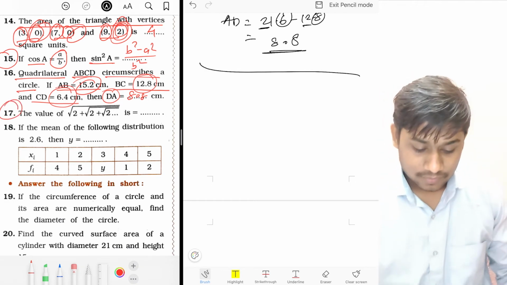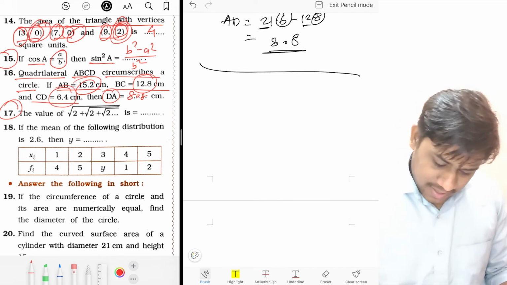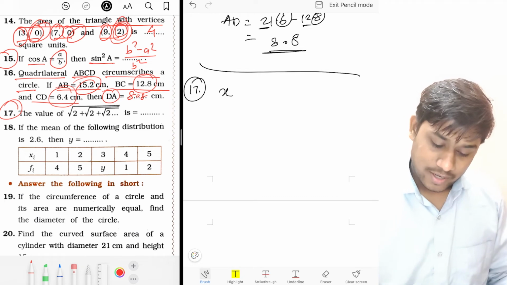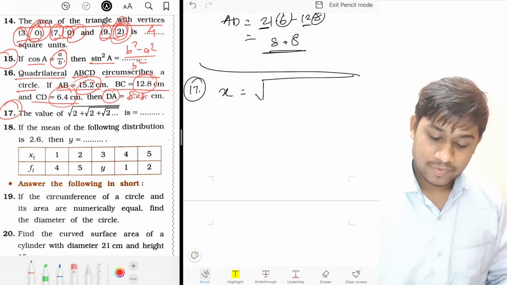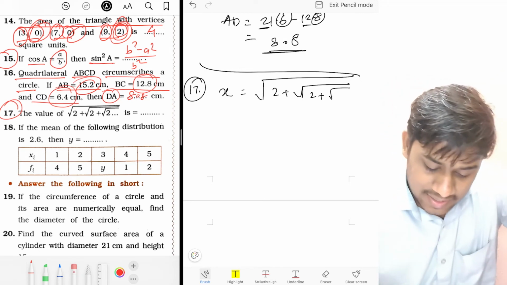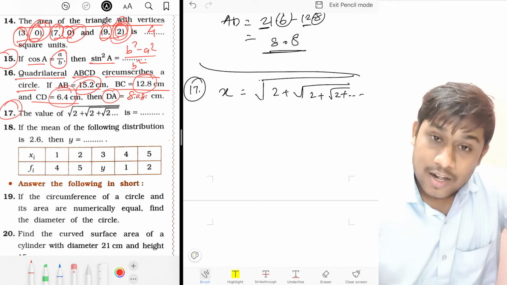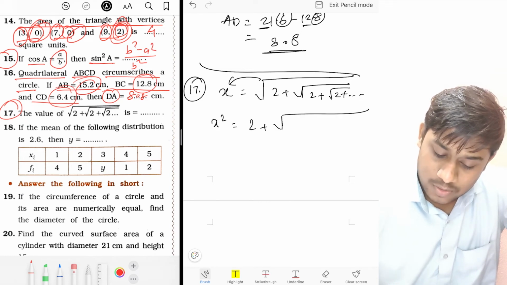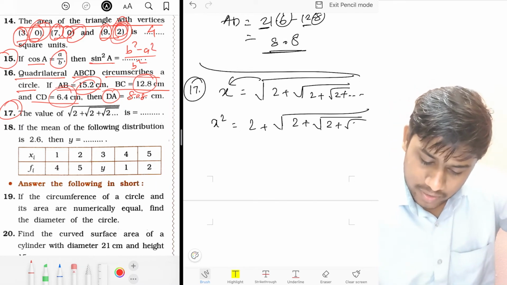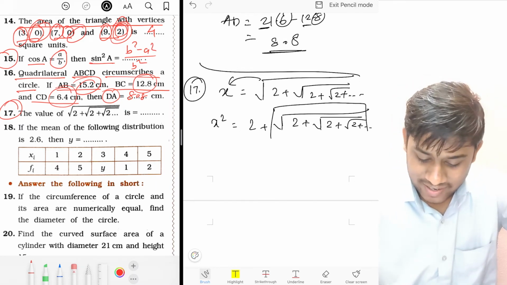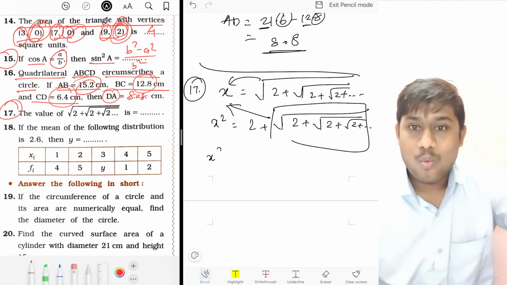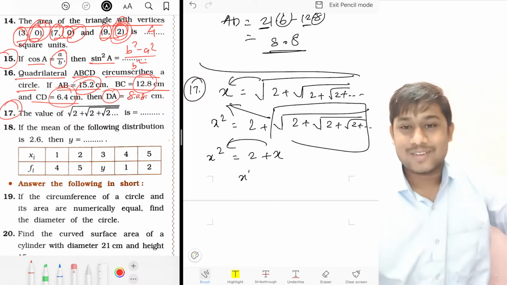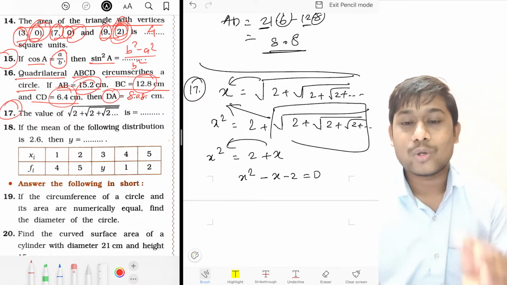Now this question number 17 is awesome. Just observe carefully what I am showing you. Let's take this one as x. Let's assume this. Now you see, here it is going to become magic. If I take this square root to that side, it will become x square is equal to again 2 plus root 2 plus root 2 plus root 2, exactly the same. We assumed this as x, right? So I can write this as x square is equal to 2 plus x. Wow. Now just see what I am writing: x square minus x minus 2 is equal to 0.